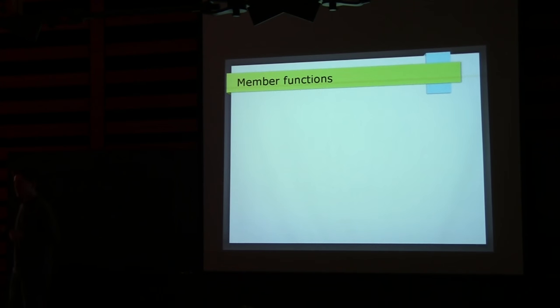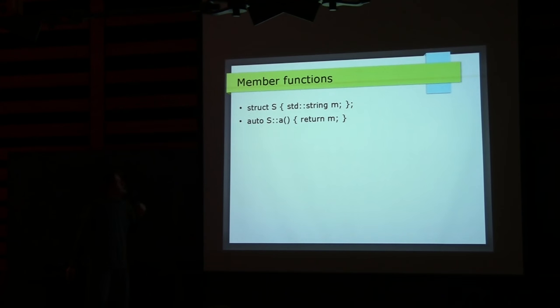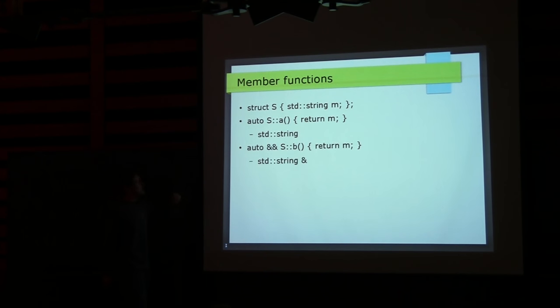But first I want to talk a little bit about member functions. Let's say we have this struct. Contains a string by value. And we have this member function in it. Auto return type returns a std::string. Anybody want to venture a guess at what the return type of this function is? Not a trick? std::string, exactly. And auto ref, anybody venture a guess at what this type is? String ref, yeah, exactly. Just an lvalue reference to a string, because this ref here is a universal reference or forwarding reference. It's not an rvalue reference.